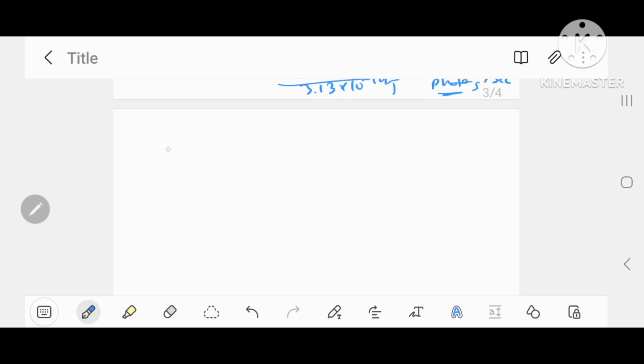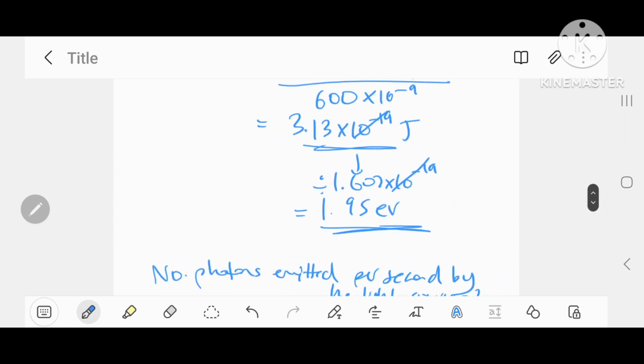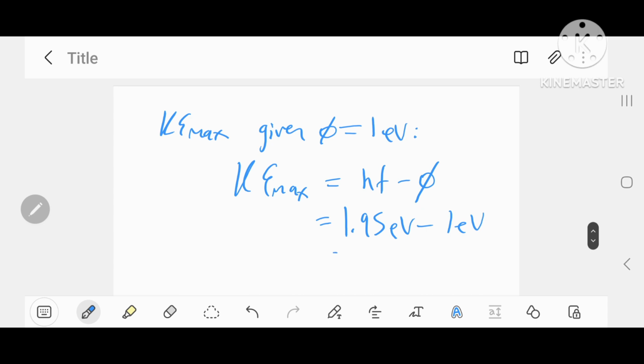Now let's suppose we were asked to find the maximum kinetic energy of the photoelectrons given a work function of 1 electron volt. So let's use the formula from before. Maximum kinetic energy of the photoelectrons is equal to the photon energy, hf, minus the work function. The photon energy we calculated, in electron volts, is 1.95 electron volts from before. Work function is given as 1 electron volt. So 1.95 minus 1 electron volt is simply 0.95 electron volts. So that's the maximum kinetic energy of the photoelectrons in terms of electron volts.